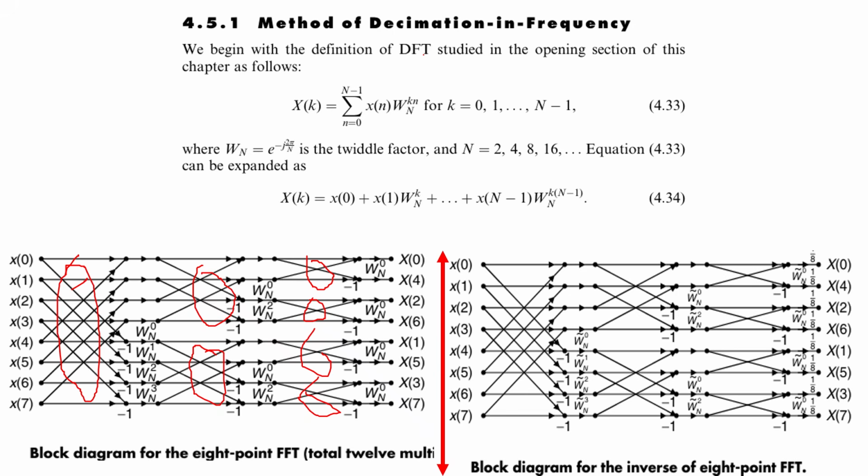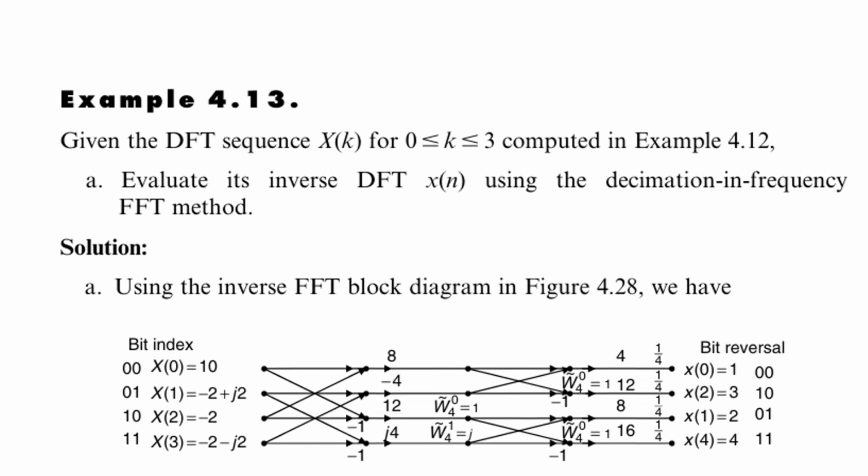And how is it working? So block diagram for the inverse, right? So this is the block diagram for the DFT, and this is for the IFFT, inverse fast Fourier transform, right? So here you can see that whatever we are multiplying, the same values here you will get, right? So let's see how to convert some example.